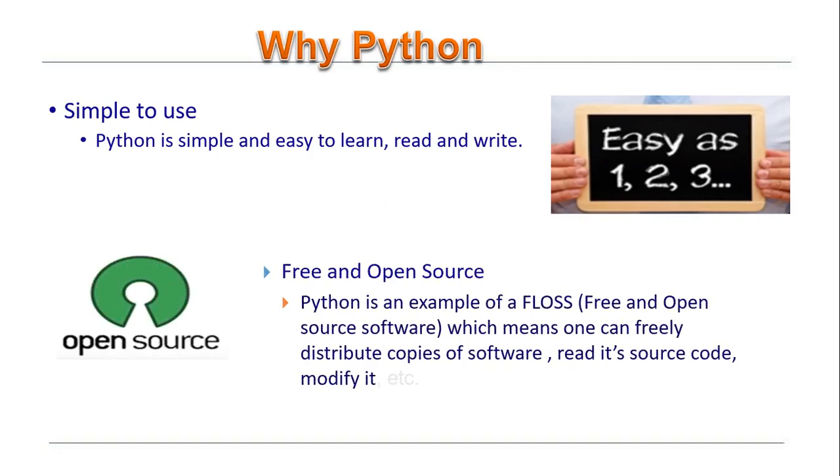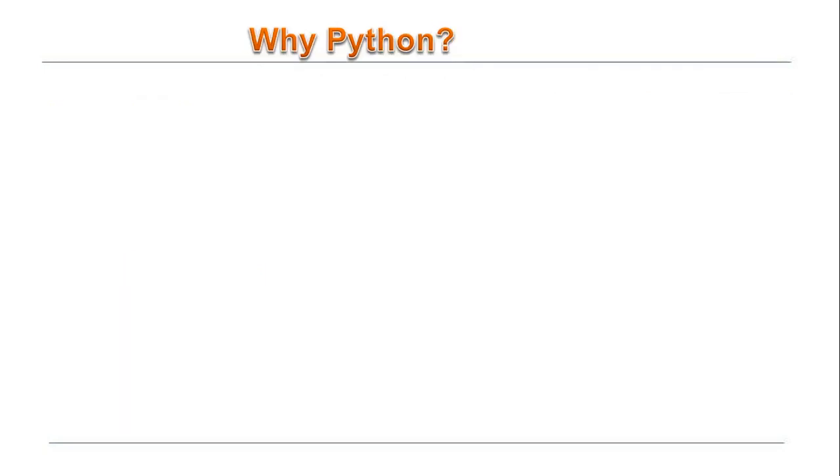Now, Python is free and open source. Python is an example of free and open source software, which means one can freely distribute copies of the software, read its source code and modify it. Here it is open, and we need not pay anything when we are using the software. We can distribute copies among various people, which is open source.